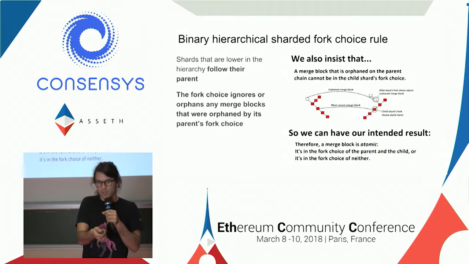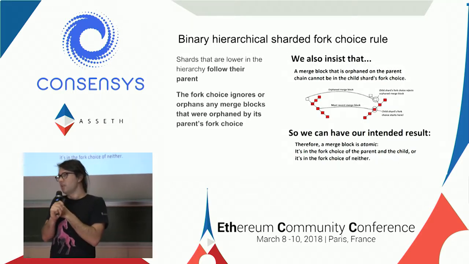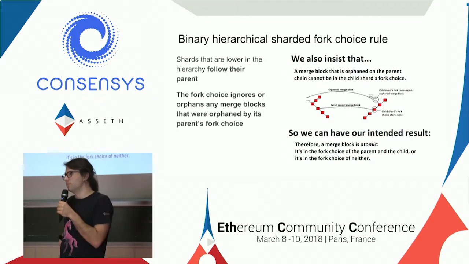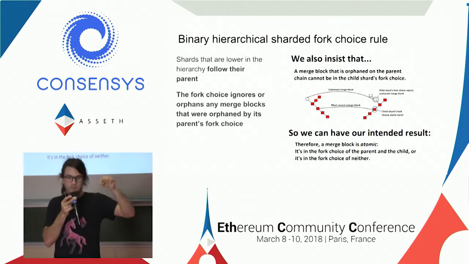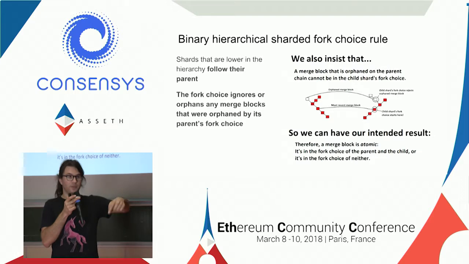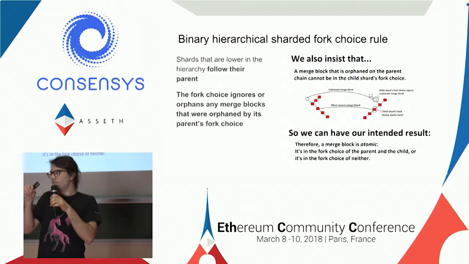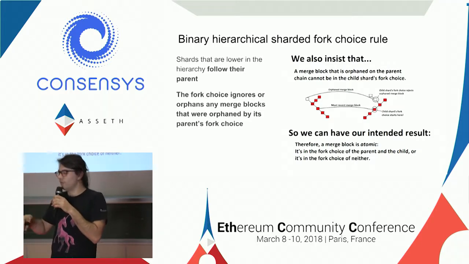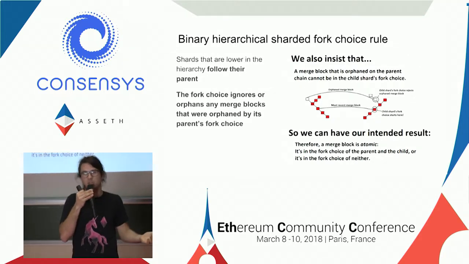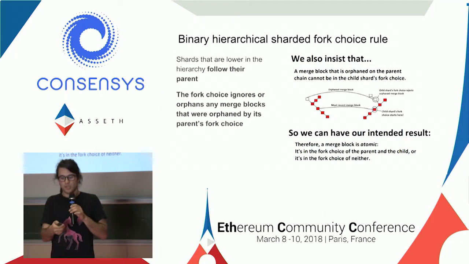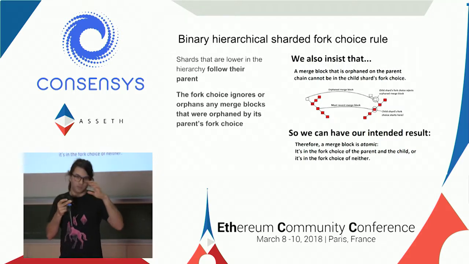Moreover, if the merge block is orphaned, then it will also be orphaned by the child chain. So the child will reject the block if it's an orphaned merge block. So the child has to be mindful of the parent's fork choice, and if in their current view the parent hasn't included a merge block, then it must also not be included in the fork choice of the child. And this guarantees the other side of the atomicity, namely, if it's not included in the parent, then it also won't be included in the child. So we kind of have our atomicity, right? If it's included in the parent, then it's included in the child, and if it's not included in the parent, then it's not included in the child.